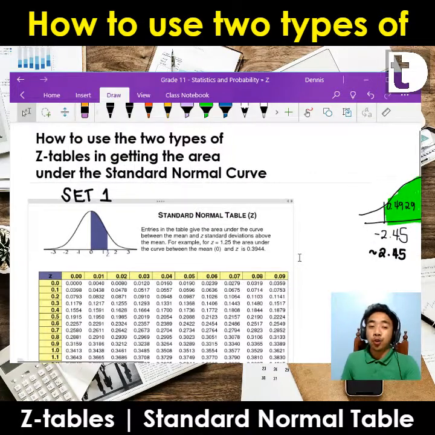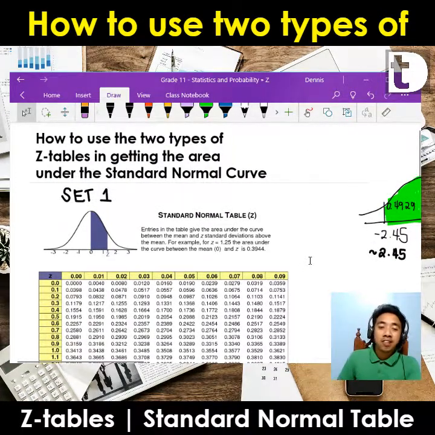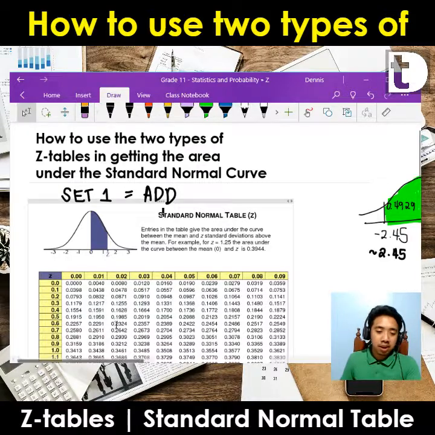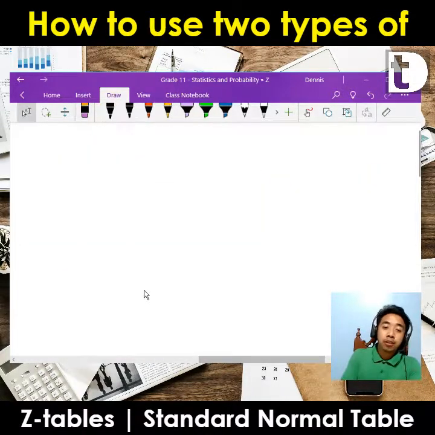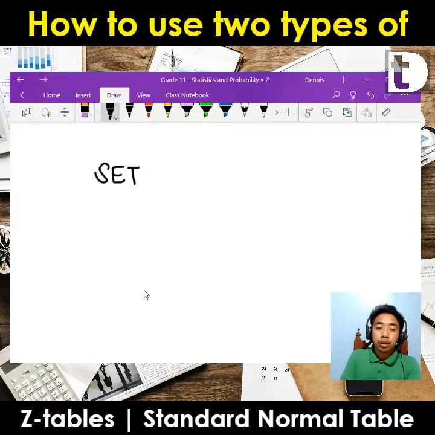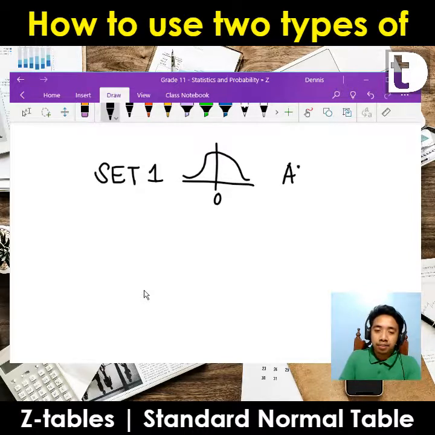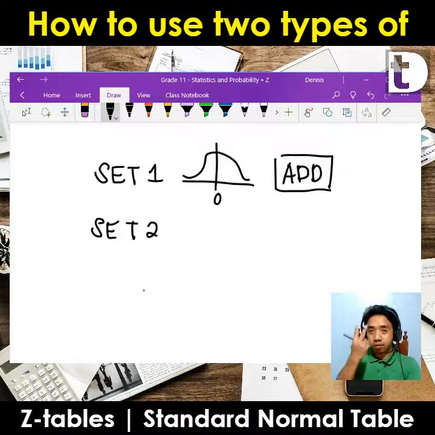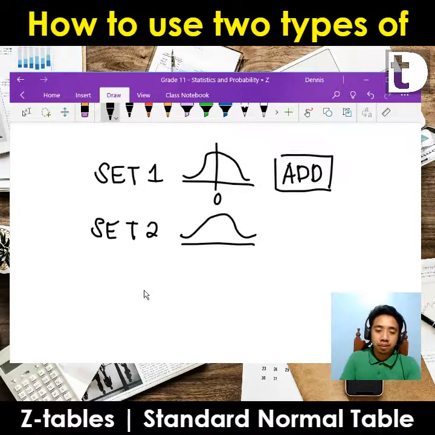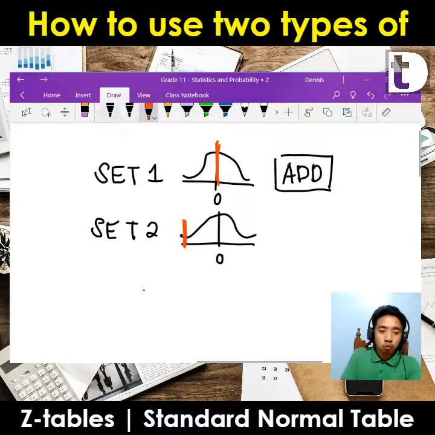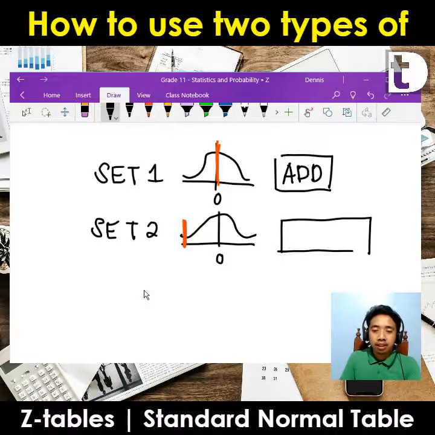Okay, so that's how to use the two types of z-tables. Let's just summarize, combining it in one page here. If you are going to use set 1, wherein your reference is coming from the very middle, you add. While if you're going to use set 2, which has two sets of tables and its reference from the very left, but of course the zero is still here, you subtract and find the absolute value. Subtract your z-scores.